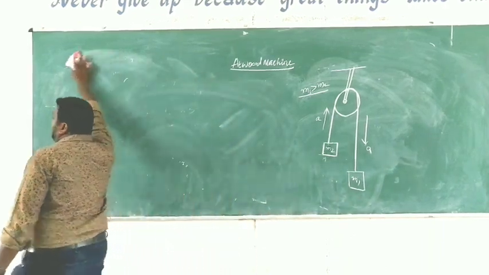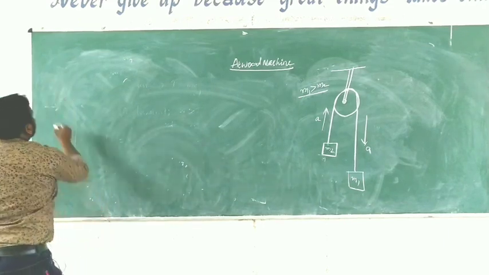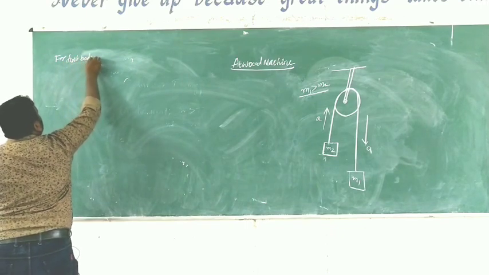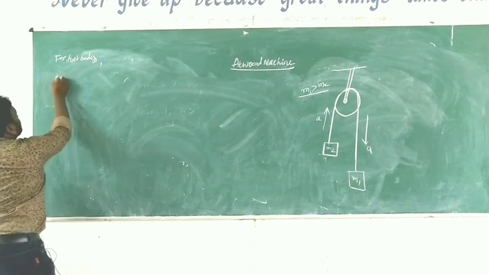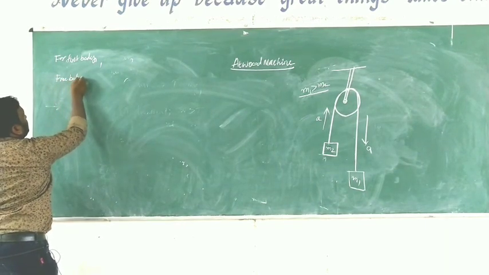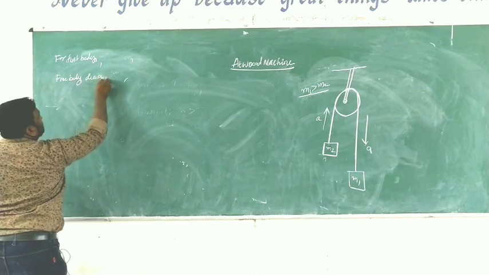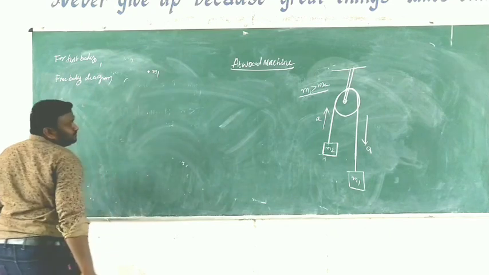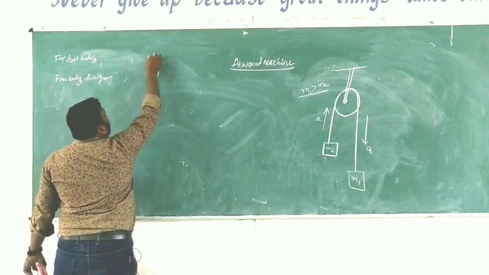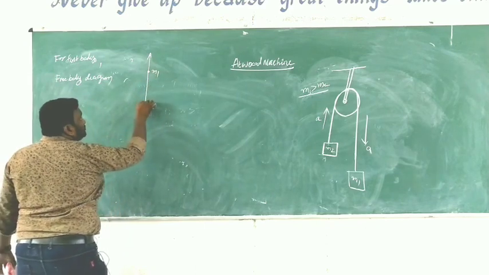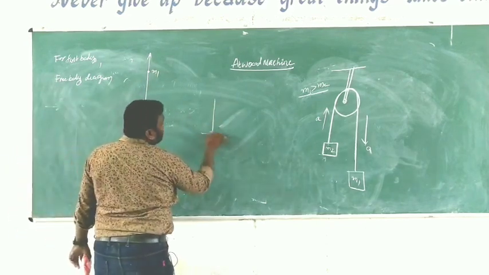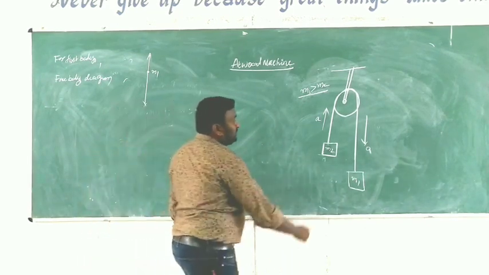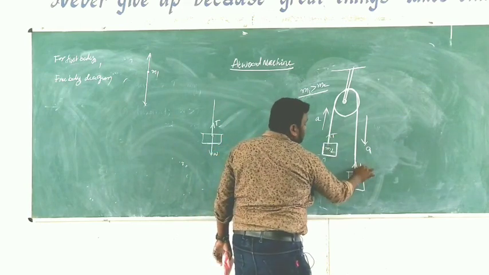Children, the derivation is so important. Be careful. Now I am taking the first body, and for the first body I am drawing the free body diagram. Clear, children? The first body's mass is M1. I already told you that when an object is suspended, the forces acting on it are tension and weight.